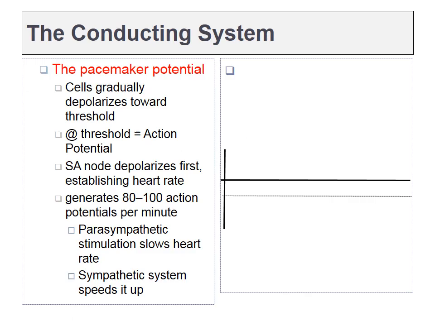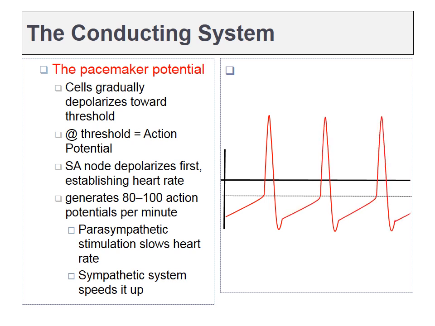We start at resting potential, just like before, but because the SA node is leaky to sodium, we slowly depolarize until we reach threshold and then fire an action potential. Once that action potential is done, we spontaneously depolarize again and continue to fire action potentials at a steady rate. This rate is about 80 to 100 action potentials per minute. That would be your heart rate if your brain was not telling it to speed up or slow down.